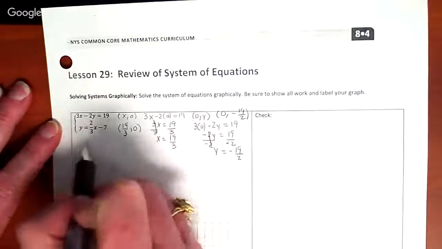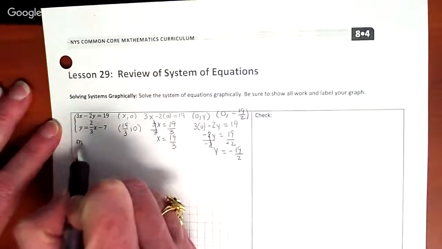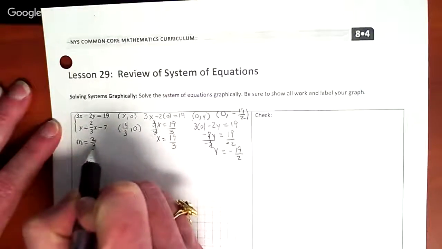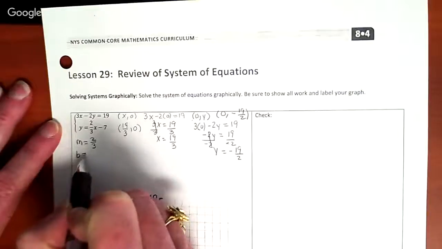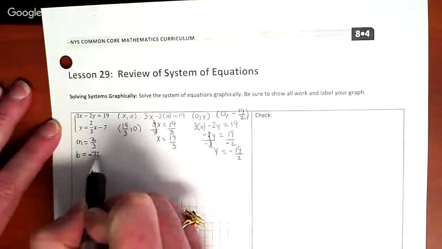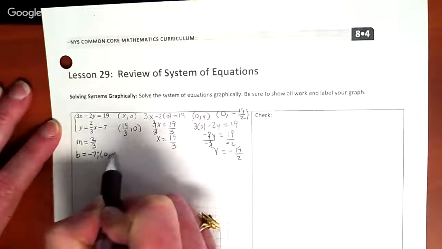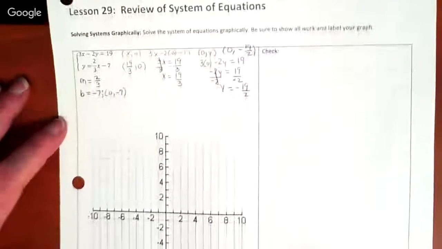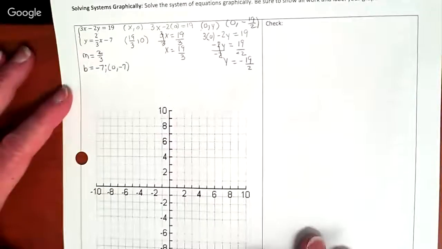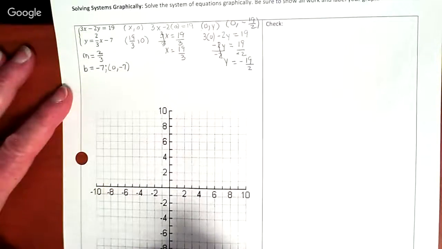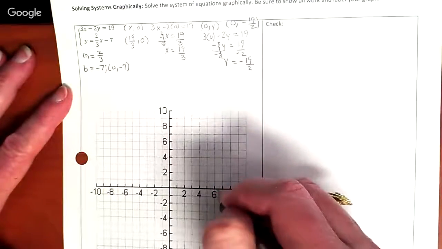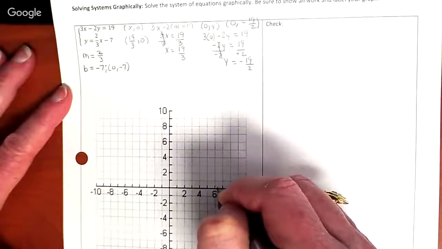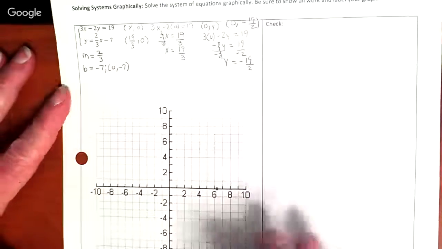For this equation, we have our slope, which is 2/3, and our y-intercept, which is negative 7, or 0, comma, negative 7. So now to graph these, we are going to start with 0 and negative 9.5, and then we also have 6 1/3 and 0. So let's graph that first.